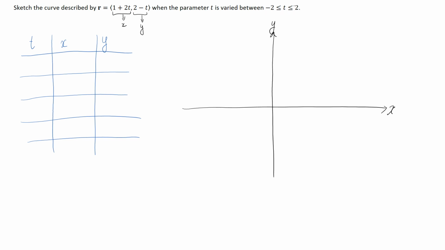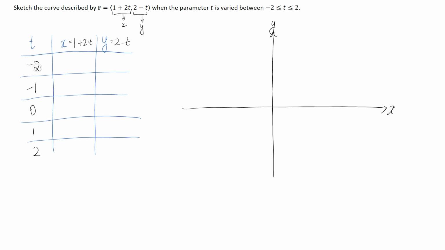So we're looking between -2 and +2, so we just need to pick a few values in that range to work out. I'm going to go up in jumps of 1, but you could pick something else as well. So we're going to get it for 5 points here. Alright, so we said that x was equal to 1 + 2t, and y was the second part, so 2 - t.